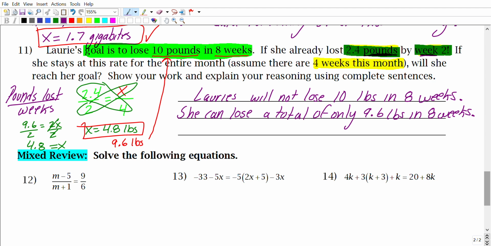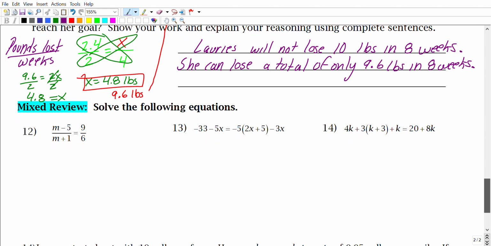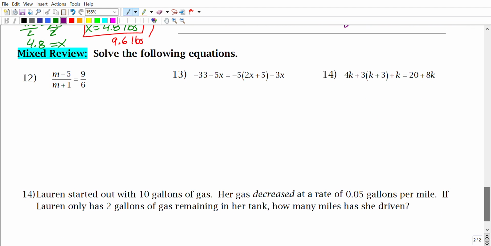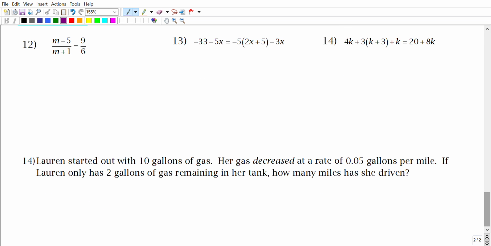Okay, so what I want you guys to do for the rest of this time is to go ahead and try out these problems. All right, I'm actually going to try out 2 with you, and then I'm going to have you try 2 on your own. All right, so let's go ahead and look at number 12. All right, so just a quick recap. All we have here is a proportion. So I'm going to multiply those out.